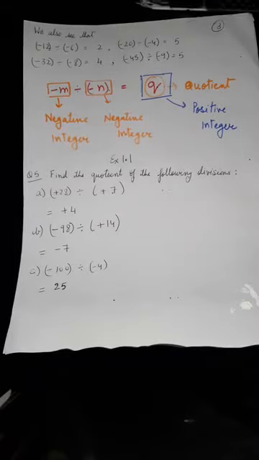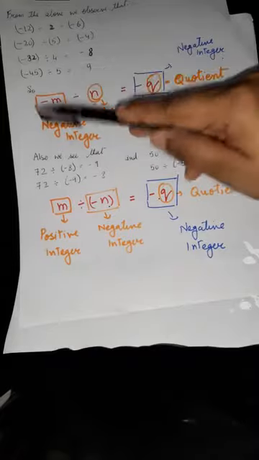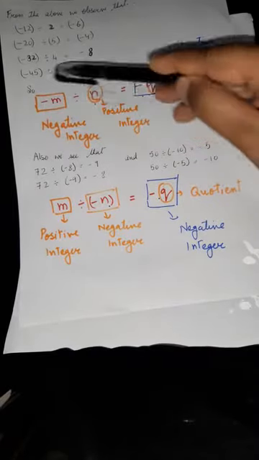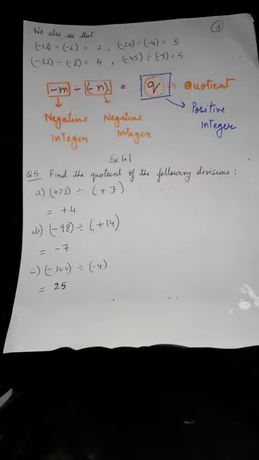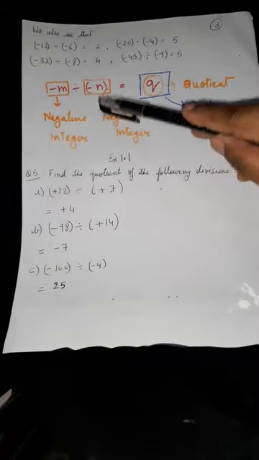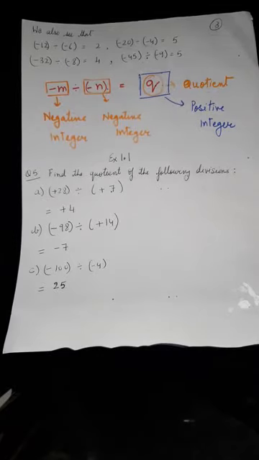So I hope the three things are clear. One is that if either of the integers, either the divisor or the dividend, is negative, the quotient will be negative. And if both of them are negative, the quotient will be positive.